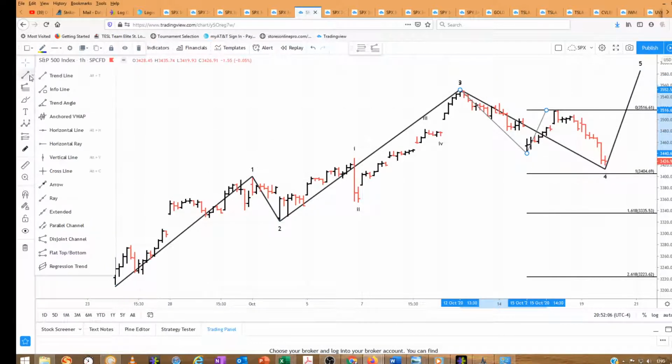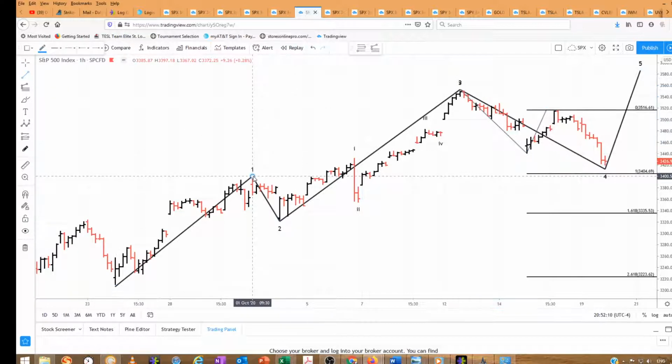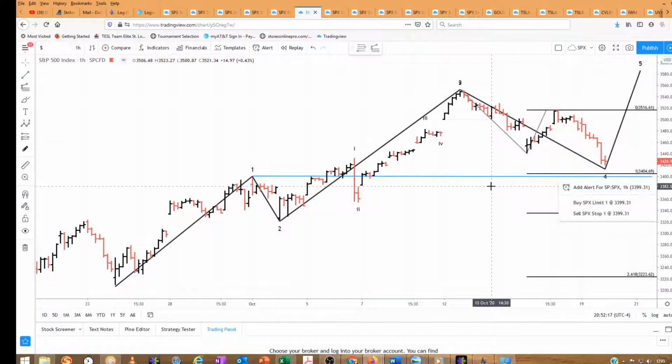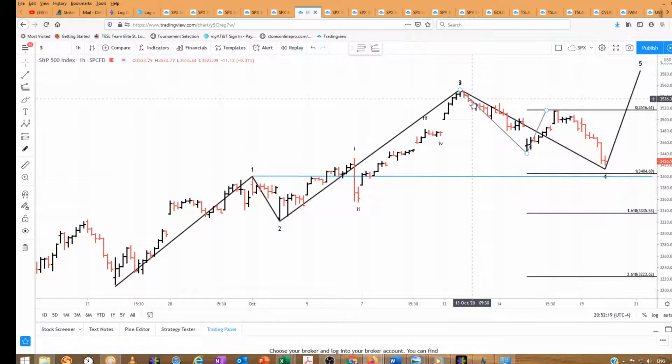So we can draw our little resistance line here. We'll put that in, and that is just below there. That's pretty darn close. So we've got a tight range here. So for this flat to play out, A, B, C, and for this count to remain valid, the decline cannot go lower than 33.97. My apologies. So there's our tight parameters on that.